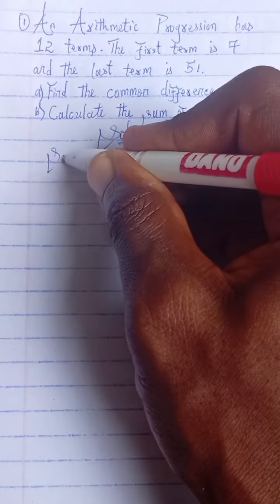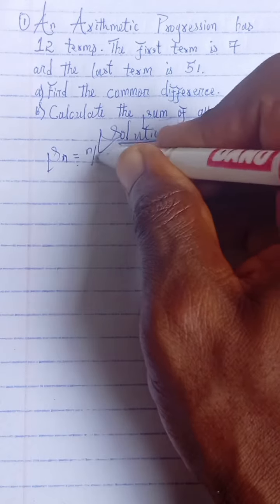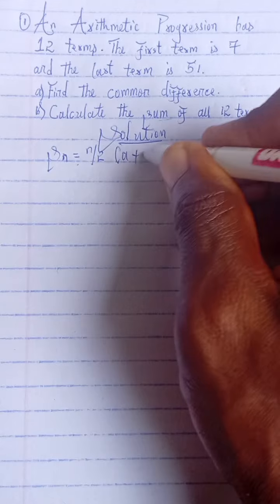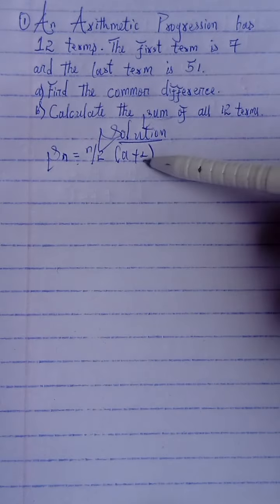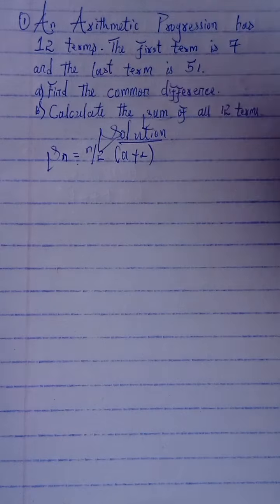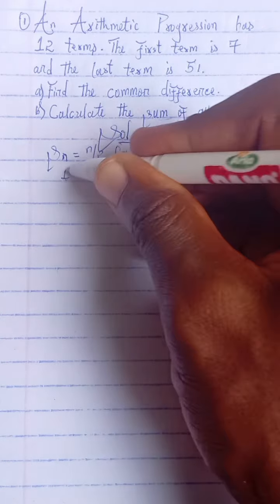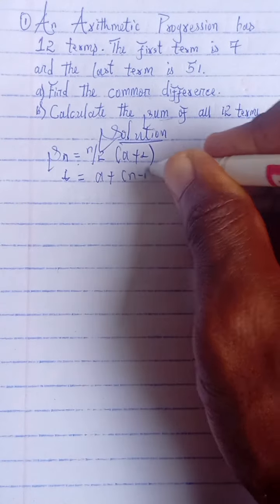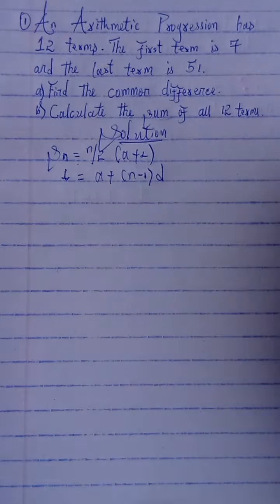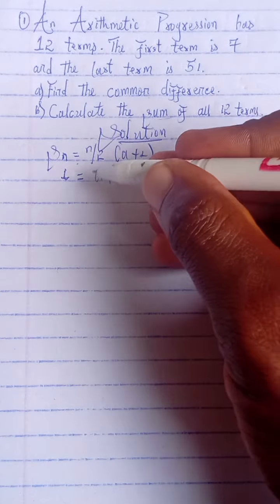The formula for the sum of an AP is given as n over 2 into a plus l. Why am I using this formula? I'm using it because the last term is stated. And still on what we did in the last class, the last term l can be written as a plus n minus 1 times d. So how do we go ahead to solve this?